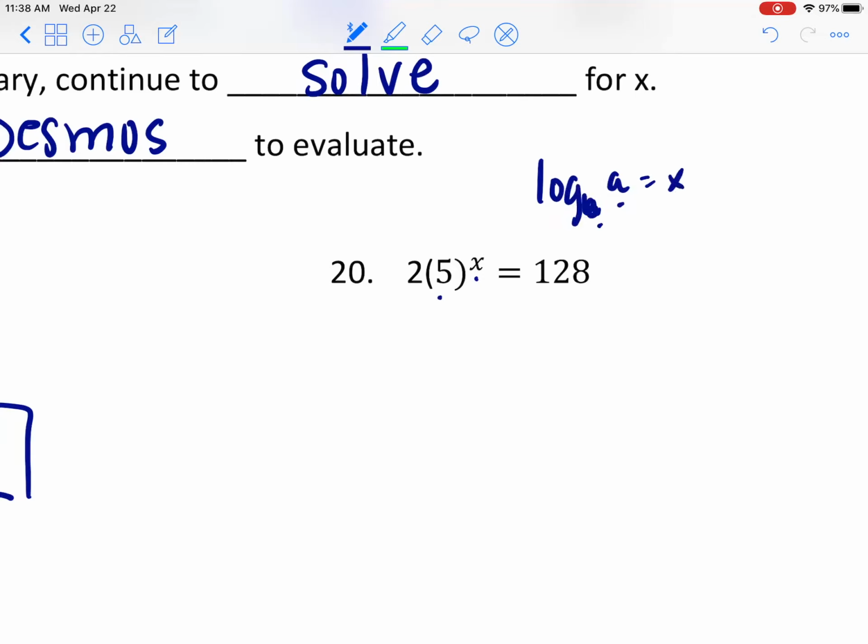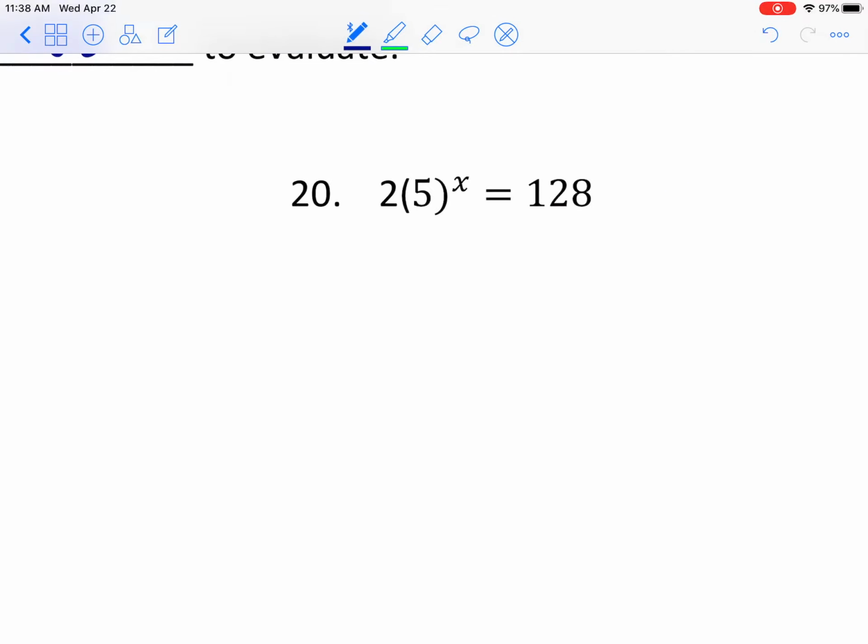Now if you notice number 20, the base of the exponent, the 5 to the x power, it isn't by itself. When I rewrite in log form, log base b of a equal to x, I've got a spot for 3 pieces. For the base of the exponent itself, and then the answer here, which is our argument, I don't have anywhere to put this 2. So I have to start this by getting rid of that 2. Well, how do I get rid of multiply by 2? Divide both sides by 2. So we're going to start this by dividing both sides by 2. That's going to make this cancel.